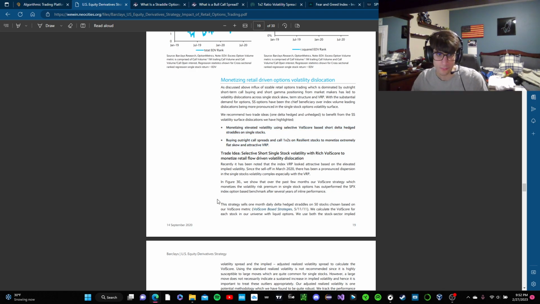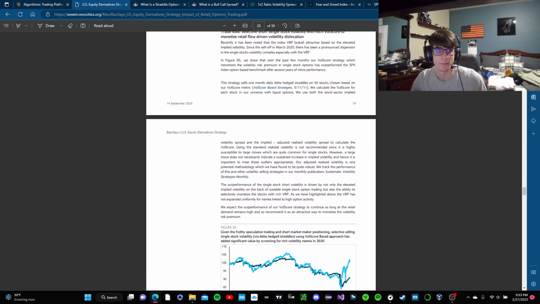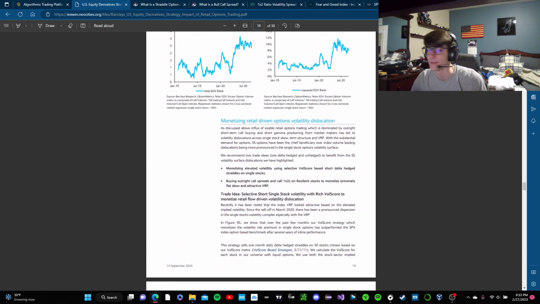But what is skew and attractive VRP? So the skew, as we know, because of the other little checks that we did, is the difference between put and call implied volatility. And the volatility risk premium is the difference between the 1 month implied volatility and subsequent 1 month realized volatility. So all that this means is that the IV is low in comparison to what it was, or what it is in other parts of the market.